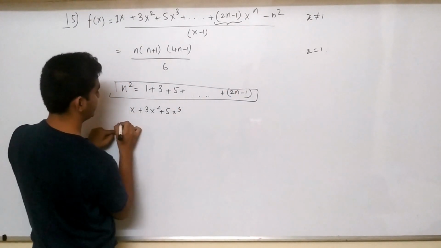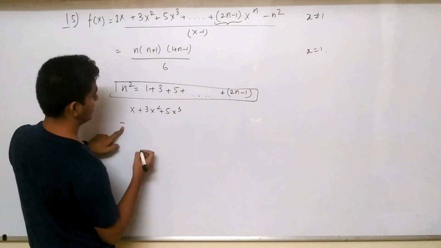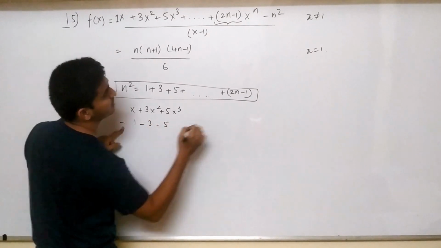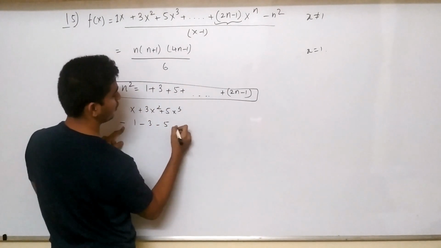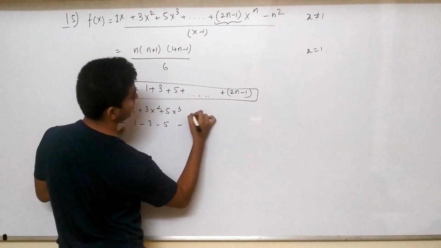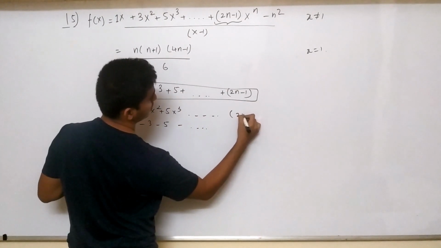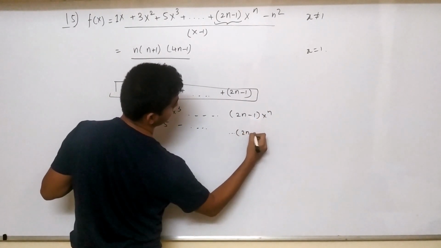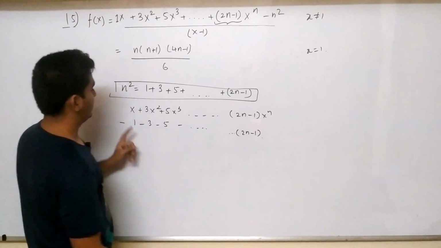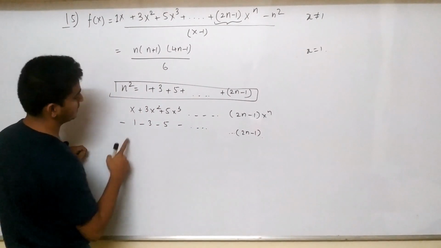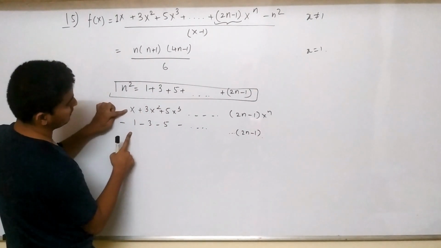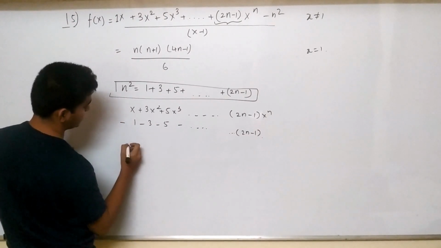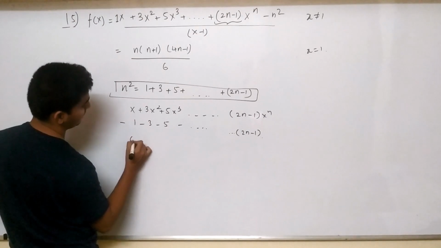minus now what we have is 1 minus 3 minus 5. Since we have a negative sign, we have all those terms, and so on till 2n minus 1 x raised to n till 2n minus 1. So if we take common out of these, see, here we have 1 common and here we have 1. So if we take 1 common out, we have x minus 1.